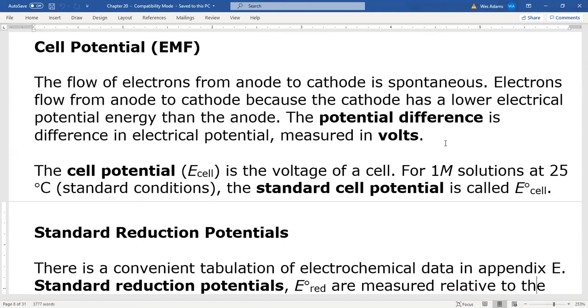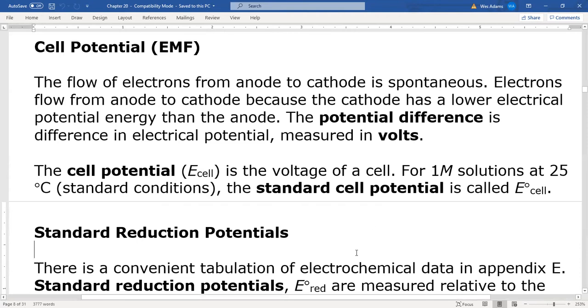But the cell potential, E cell, is the voltage for the cell. And if you got a 1 molar concentration solution, 25 degrees Celsius, those are standard conditions. If a gas happens to be involved, which is not common for the types of cells we're talking about, you need 1 atm, but we'd call that the standard cell potential, so we call it E standard cell, using that same superscripted circle for the standard notation.